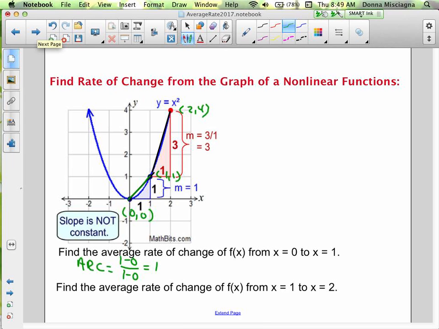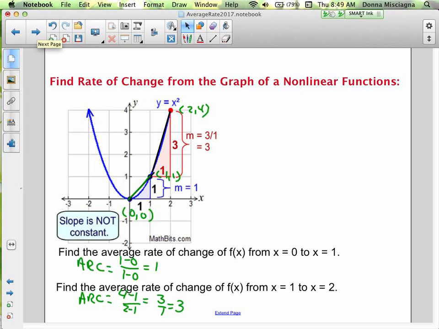If we find the average rate of change of our function from 1 to 2, we're using the points 2, 4, and 1, 1. So it's going to be the change in y, 4 minus 1, over the change in x, 2 minus 1. So that's going to be 3 over 1, or 3. So you can see that we do not have a consistent rate of slope, and this is clearly not a linear function.